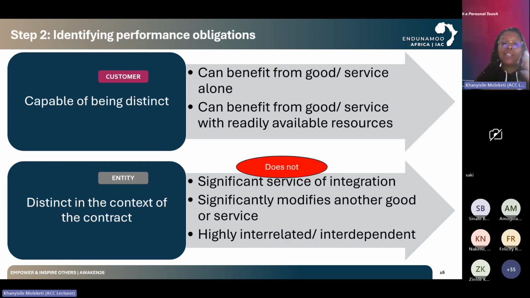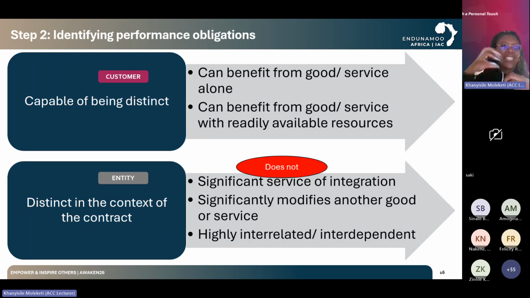How do they typically sell these goods? Have they provided a significant service of integrating the car and the service plan, such that you can't use the car without the service plan? Are they selling it such that you need the car to get the service plan and they can't work without each other? That's not the case. We look at the next one.